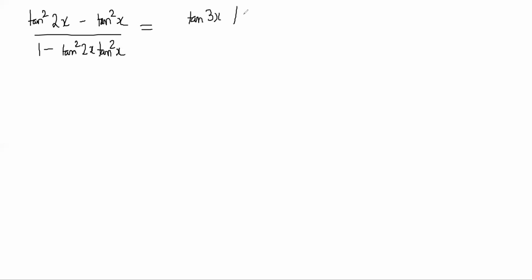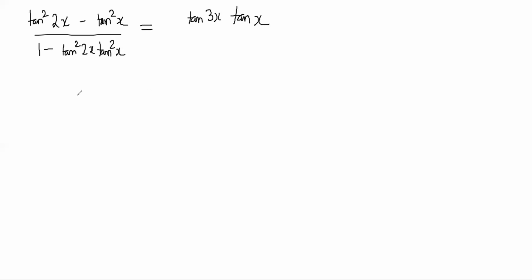Okay. Next. One more is tan squared. Prove that tan squared 2x minus tan squared x, divided by 1 minus tan squared 2x tan squared x, equals tan 3x tan x.